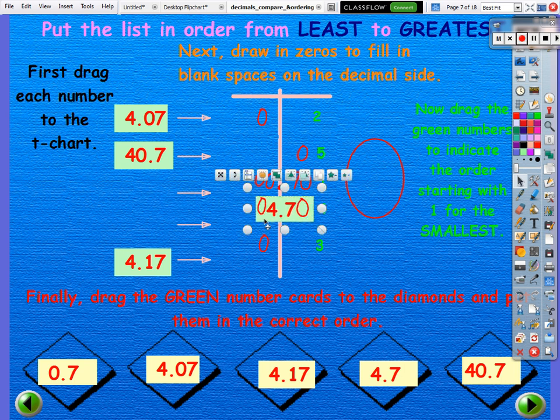Okay. So, 7/10 is less than 4 7/100, which is less than 4 17/100, which is less than 4 7/10, which is less than 40 7/10. Okay? So, that's your practice for today.